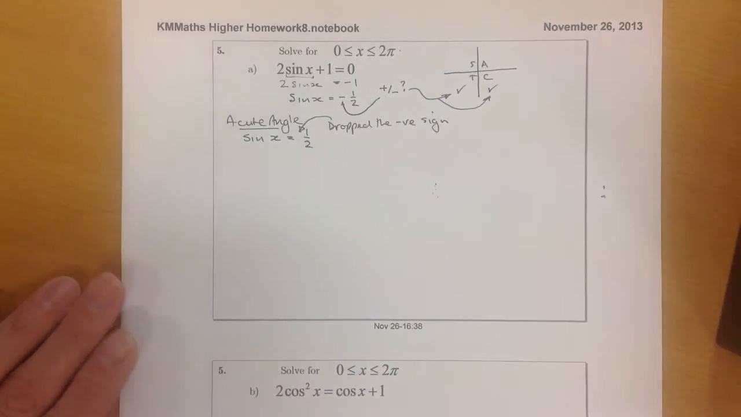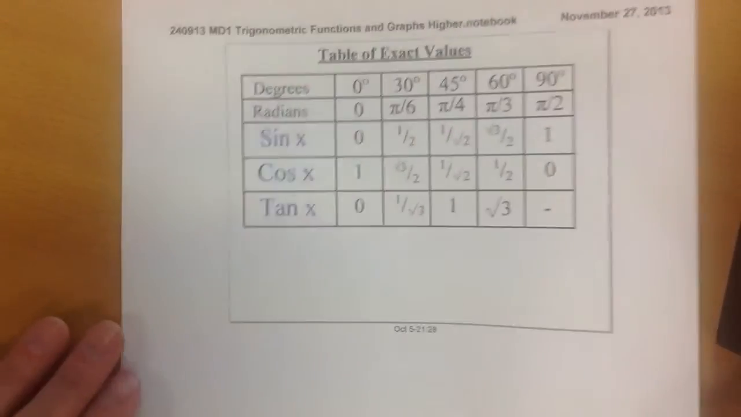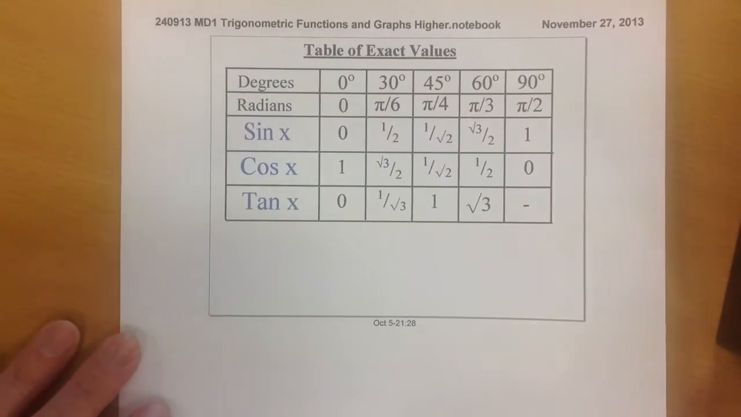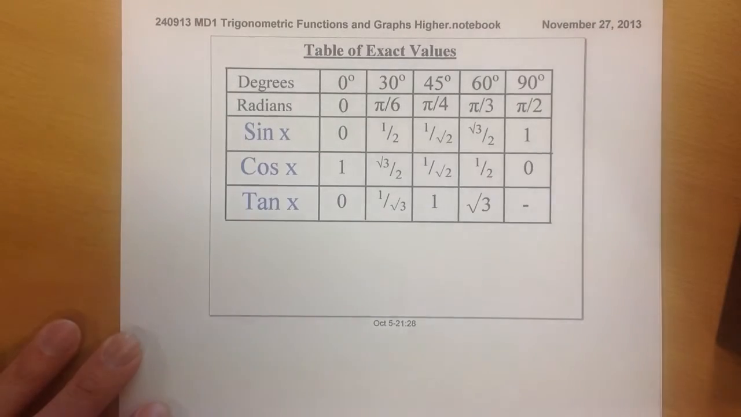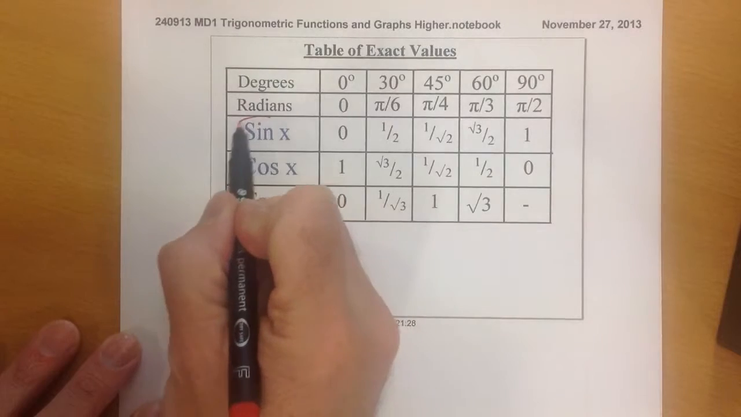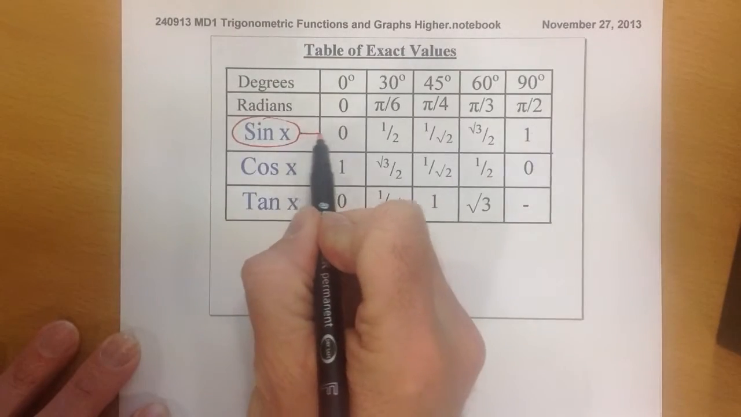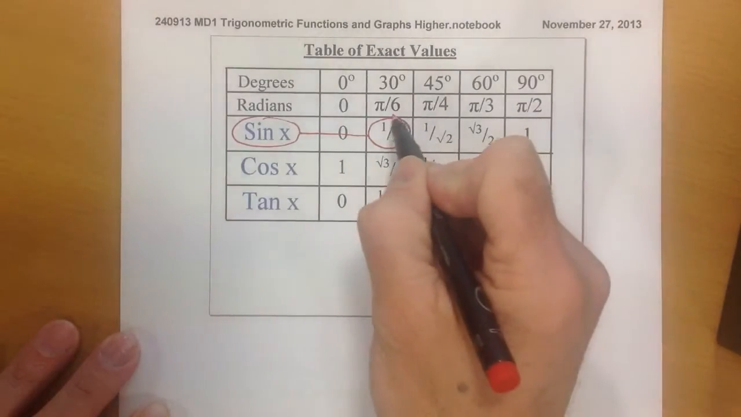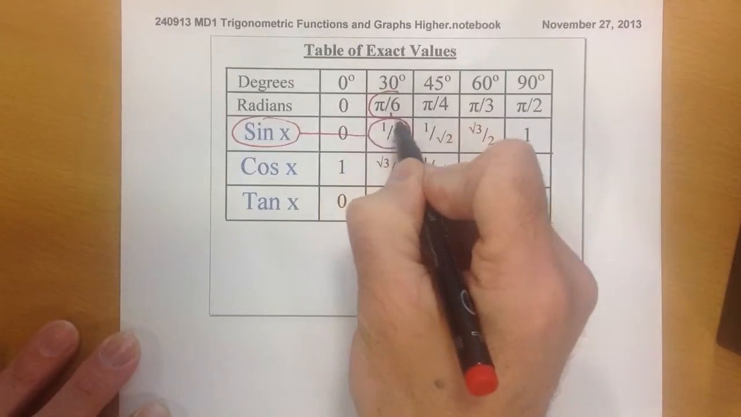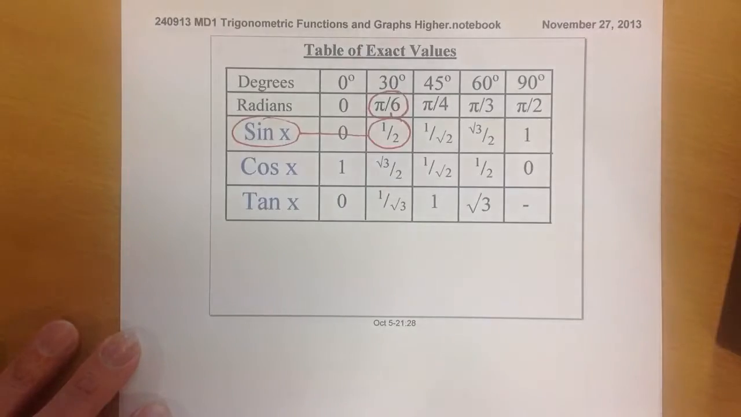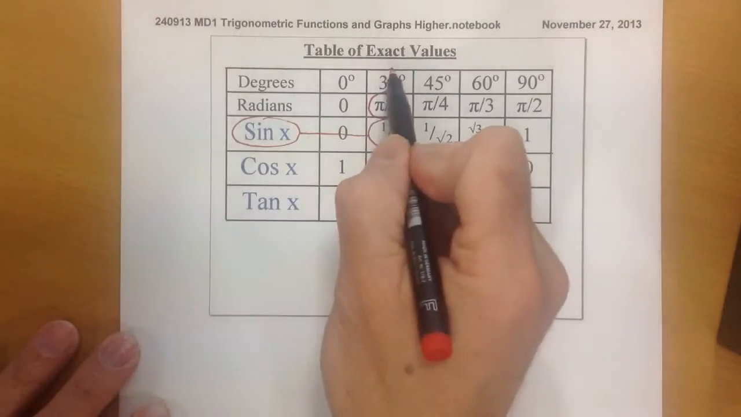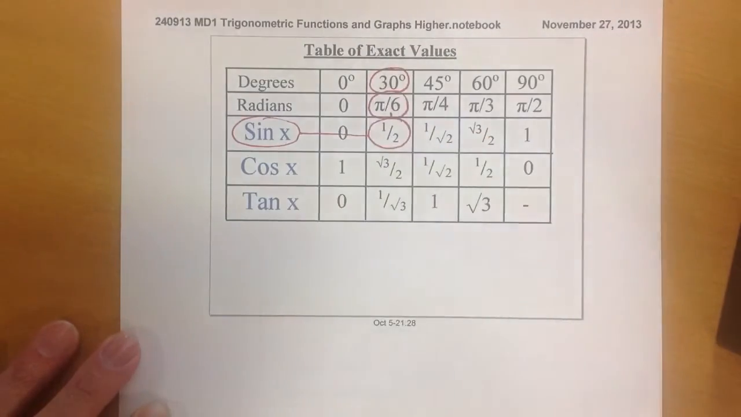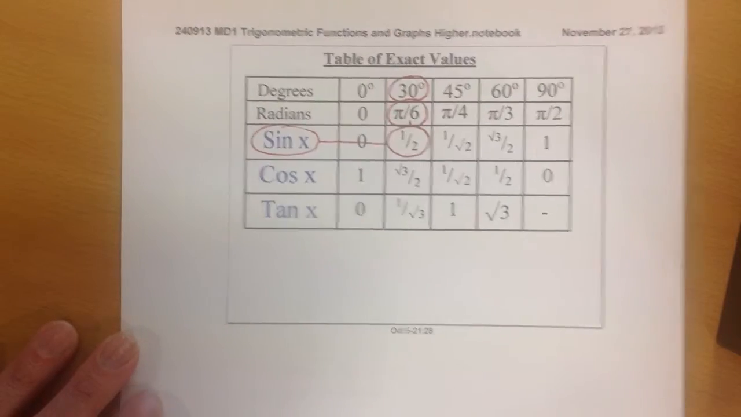Okay? Because I'm trying to find the acute angle, I'm going to look at my table of exact values. On my table of exact values, I'm interested in finding where sine x is equal to a half. And what I can see is that the solution I'm going to look for in this one is pi upon 6. Or, if we're thinking in degrees, that's going to be 30 degrees.